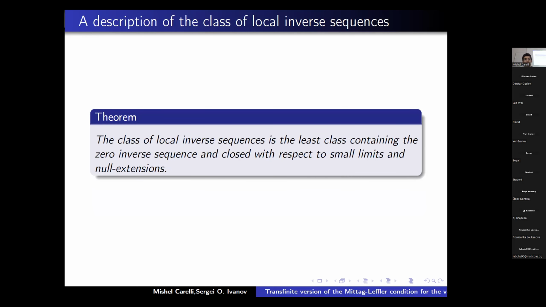Another main result of the paper is the theorem describing the class of local inverse sequences. It states that the class of local inverse sequences of abelian groups is the least class containing the zero inverse sequence and closed with respect to small limits and null extensions. So basically, we already know that this class of local inverse sequences is closed with respect to small limits and null extensions. And now we need to prove that any local sequence can be obtained from the zero sequence using small limits and null extensions.